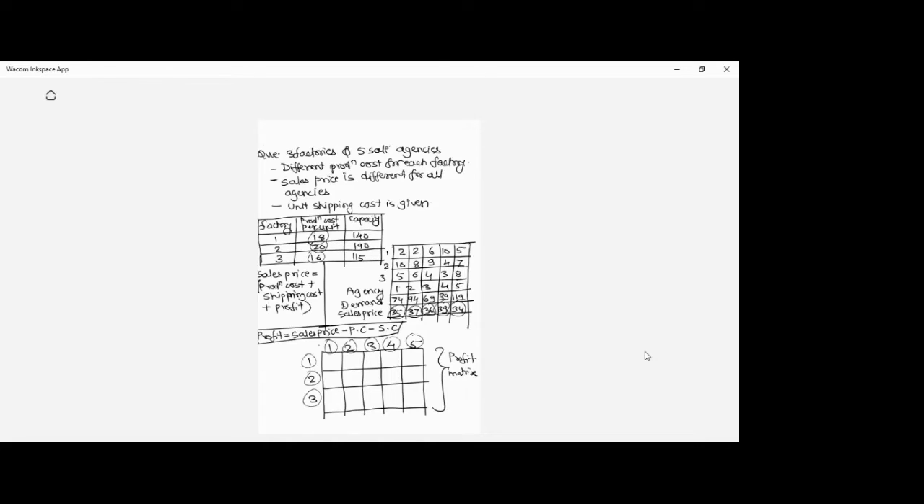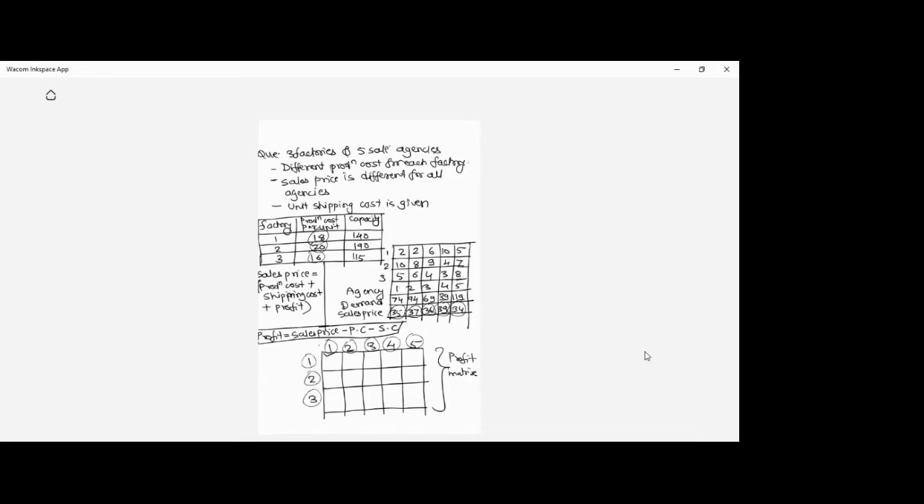So we just have to do some calculations here. I'll tell you how to do the calculation for a single cell, and then for some random cells. So let's see this particular cell, which is cell 1 1. Agency 1 has a sales price of 35. Factory 1 has a production cost of 18, and for cell 1 1 the shipping cost is 2. So what I can write is 35 minus 18 minus 2 is equal to how much?